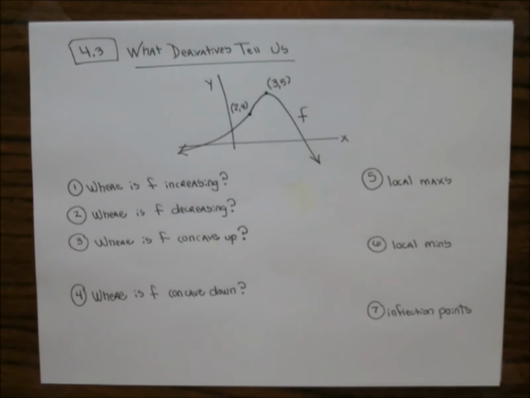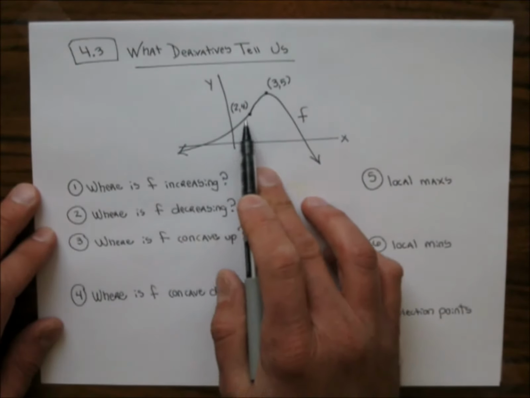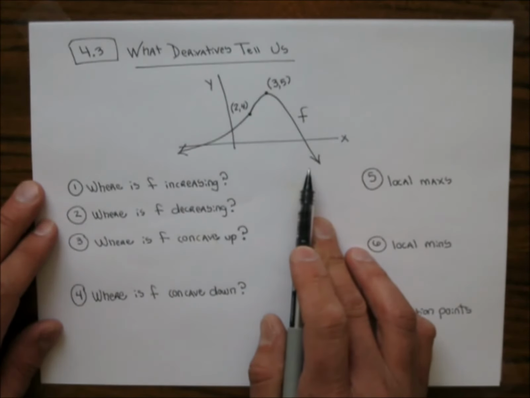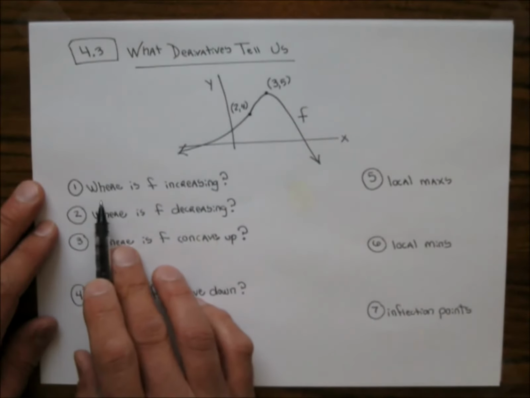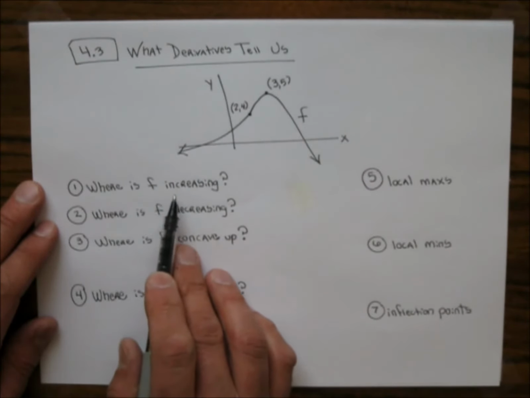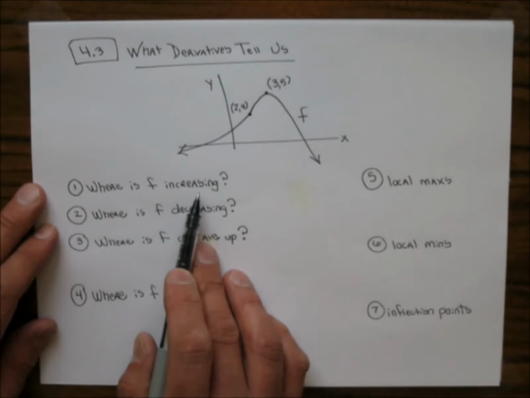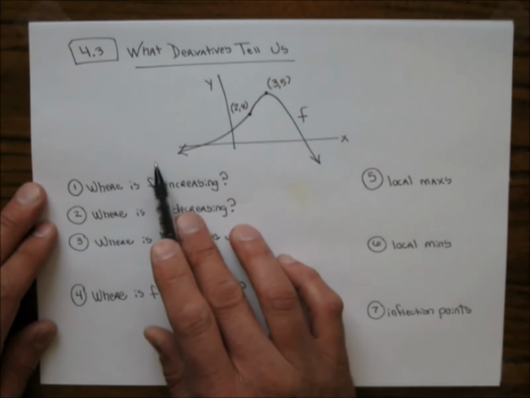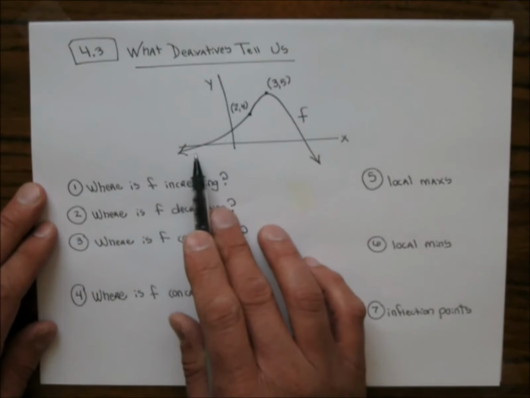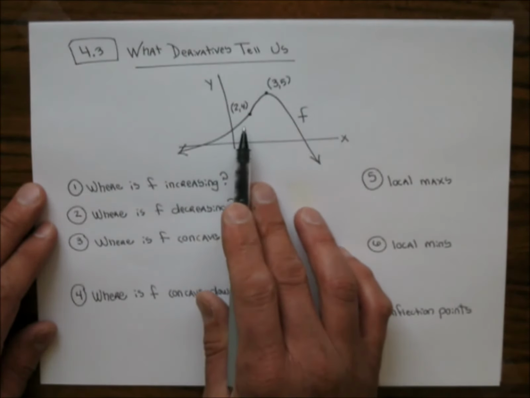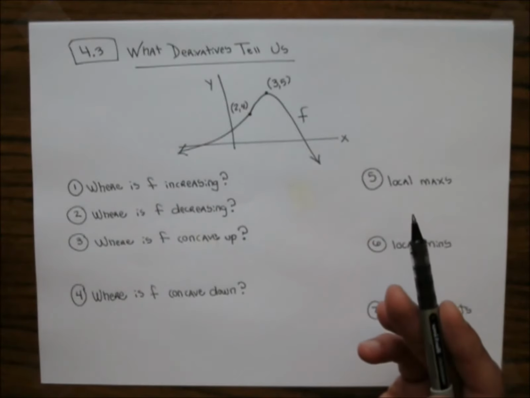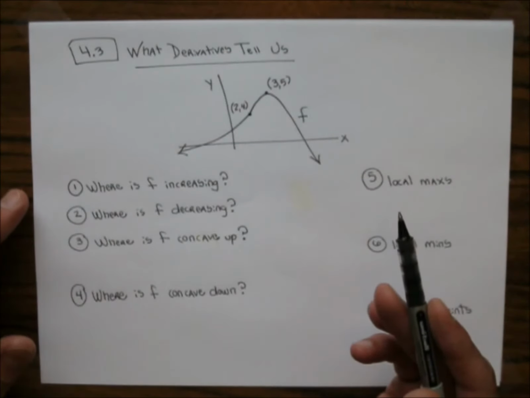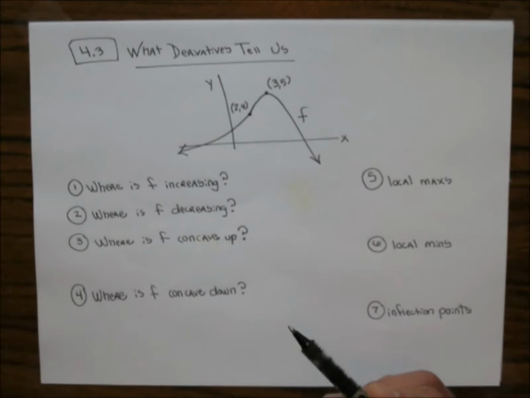Where is this function increasing? So we have a function that looks like this. It's defined for all real numbers. And it asks, where is f increasing? You can go look at the technical definition of increasing, I'm not going to go over that. But it's when you read the function from left to right and the function is going up. That's increasing. And when the function is going down, it's decreasing.